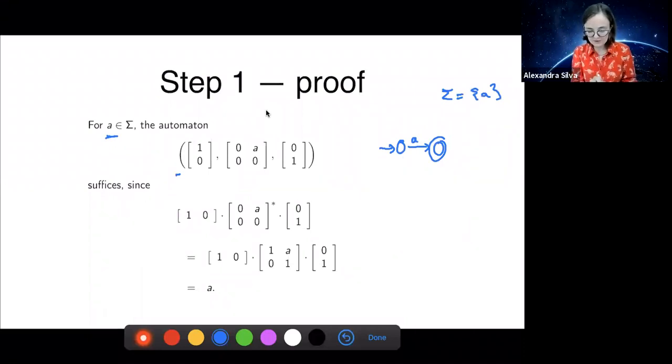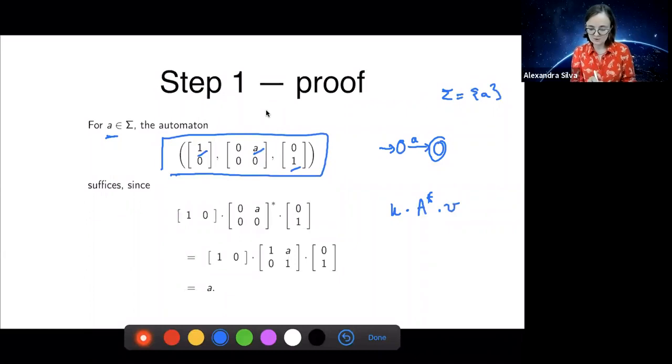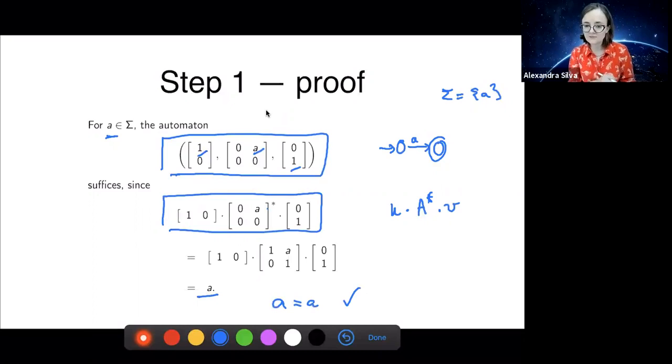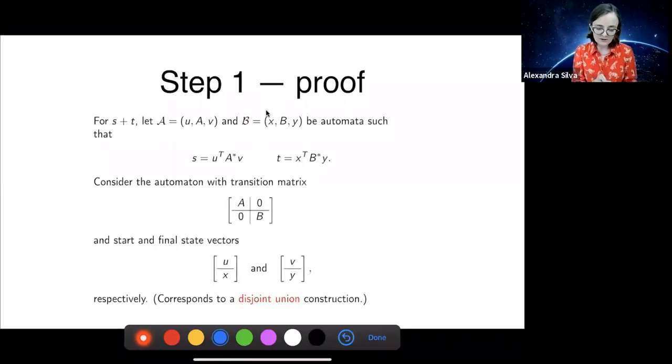And so that corresponds to this matrix. I have two states, one is initial, one is final, and there's exactly one transition in this automaton from state 1 to 2. And now, if I look at the definition of U A star V, this is what I get. And the star of this matrix with just an A in the second position is the same matrix again. And you get exactly A. So in the end, you have A equals A, and so you're happy. You don't even need to apply any axiom at this stage because it's just the same expression.